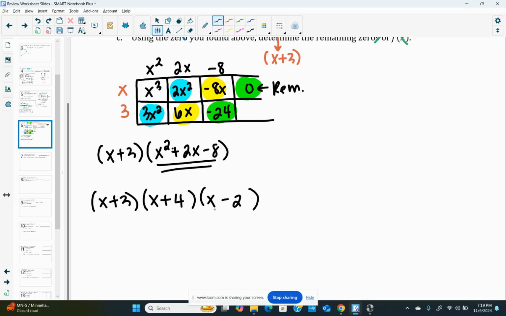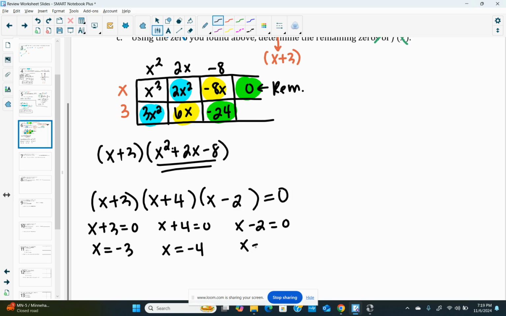So then this is our polynomial factored, and we're looking for the remaining zeros. So we set it equal to 0 and we solve. So x plus 3 equals 0, x plus 4 equals 0, x minus 2 equals 0. So we would subtract 3 from both sides, we would subtract 4 from both sides, and we would add 2. So our 3 zeros are negative 3, negative 4, and 2.